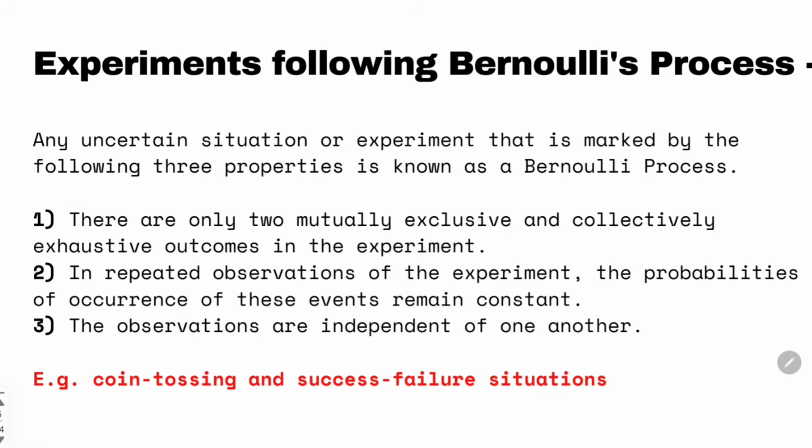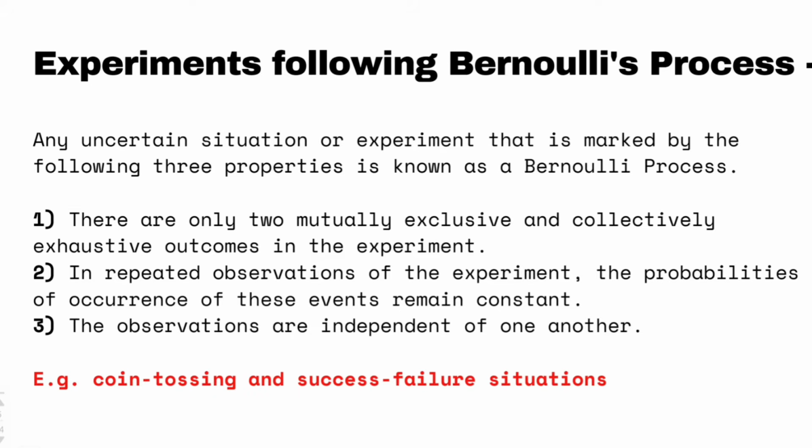Now, when can we say that the experiment is following Bernoulli's process? How do we identify that? For that we have three questions that we can answer. The first is we need to find out whether the events that are coming out from the experiment, the outcomes of that experiment, are mutually exclusive and collectively exhaustive? Mutually exclusive means, suppose you are tossing a coin.